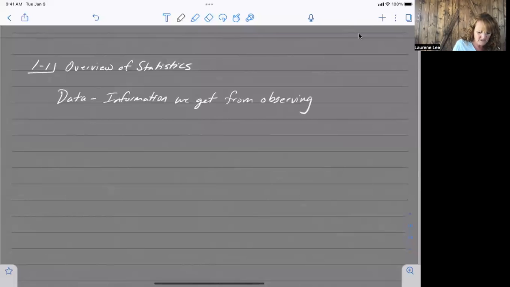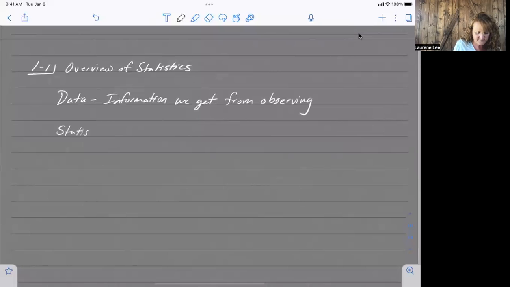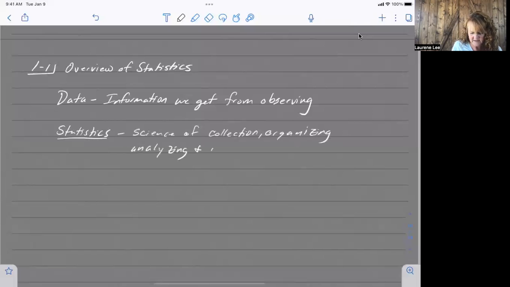The next word is statistics. Since we're in that course, we should probably know what the word means. Statistics is the science or the study of collecting, organizing, analyzing, and interpreting that data.